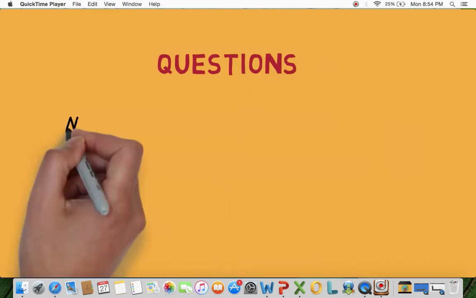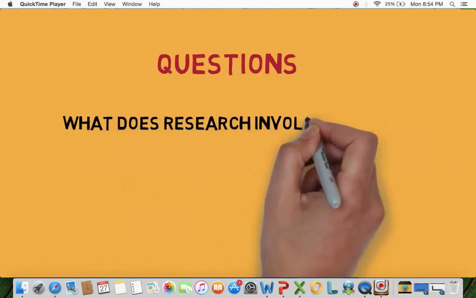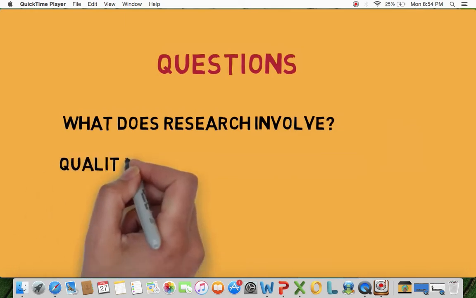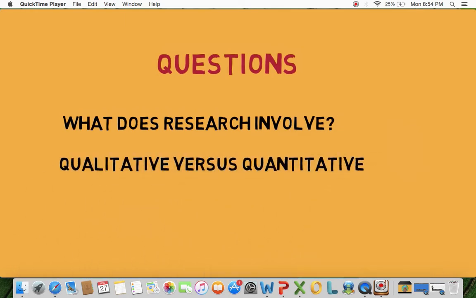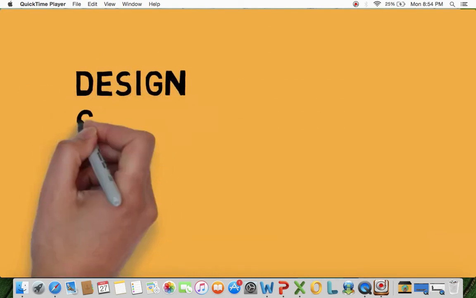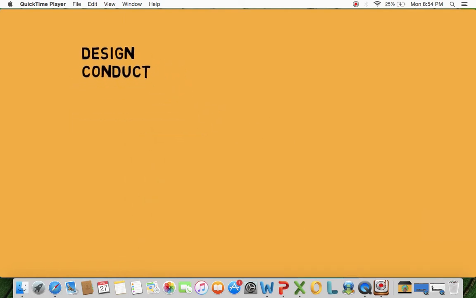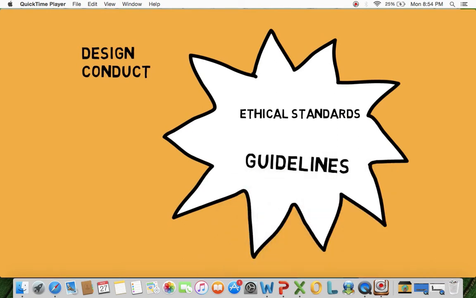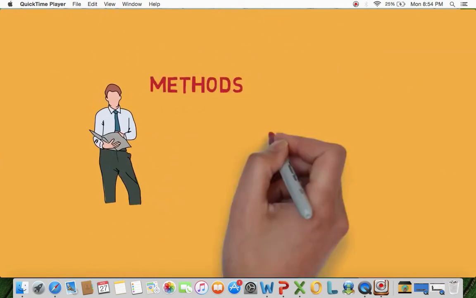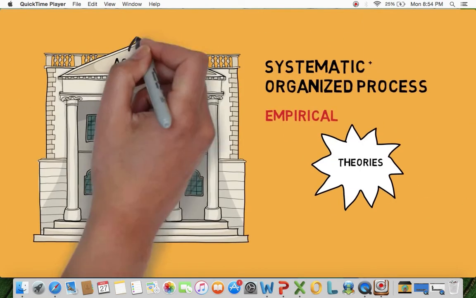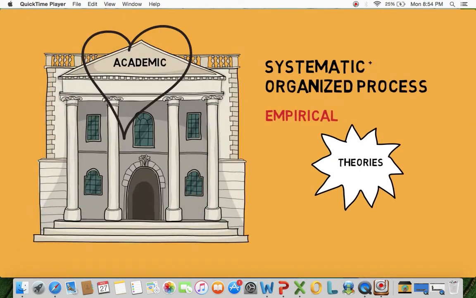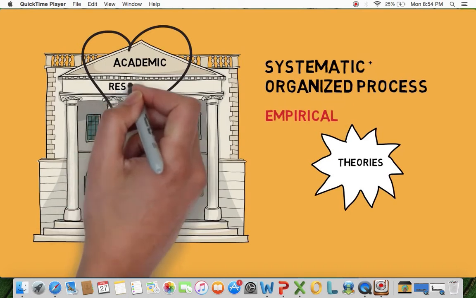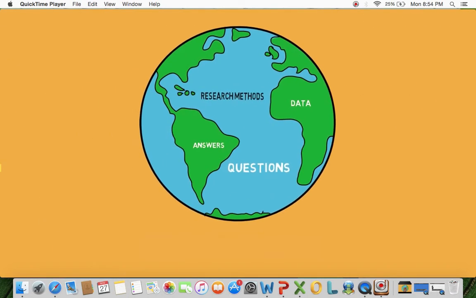We will discuss questions such as, what does research involve? What the qualitative approach to research is all about. What does quantitative research mean? How can you design and conduct research studies that follow the ethical standards and academic guidelines? What are some main methods to collect data? Academic research is at the heart of academia, and developing a solid understanding of it is necessary for success in your program. Let's get started and enjoy the world of research.